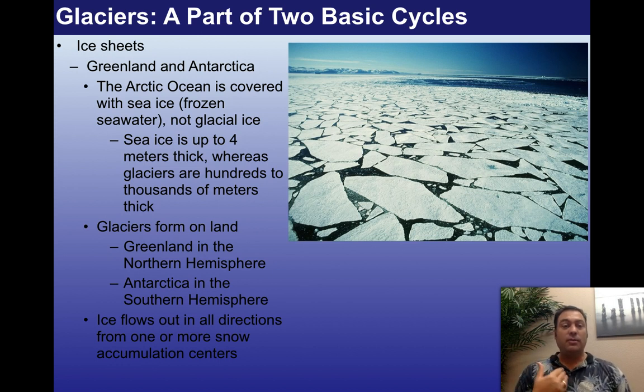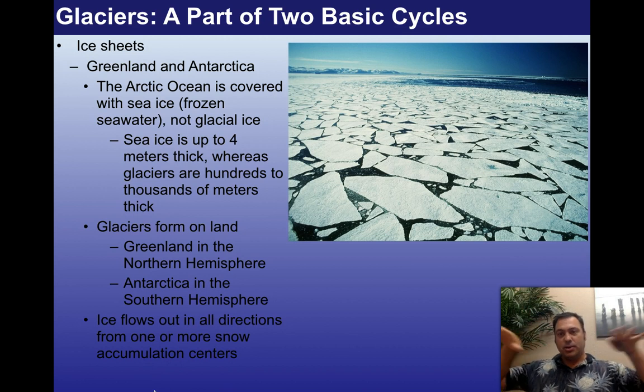Okay, so this is very different from glaciers. Glaciers, by contrast, form on land, right? It's not frozen ocean. It's forming on land. And Greenland in the northern hemisphere and Antarctica in the southern hemisphere are the places where we see these glaciers form for the most part. We do, of course, find glaciers in other places, Alaska and what have you, but these are the main producers of glaciers. Ice flows out in all directions from one or more snow accumulation centers, basically from the ice sheets, right? You pile up the snow and it starts to flow out towards the side. It starts to bleed out on the edges.